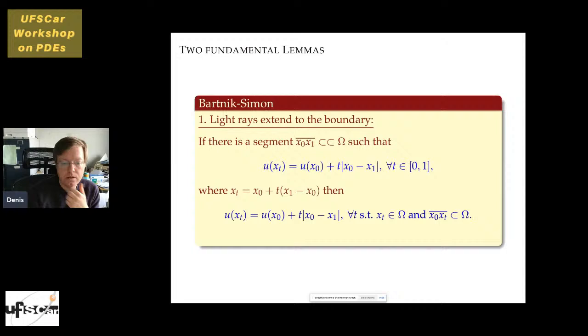Okay, and so somehow to avoid light rays, what do you need? You need that two different points on the boundary should not be on an affine line of slope one or bigger than one.